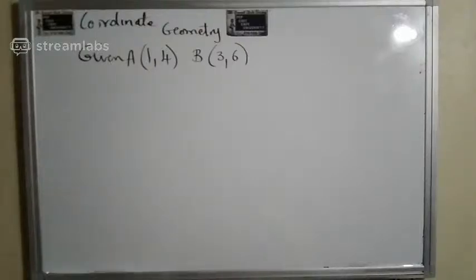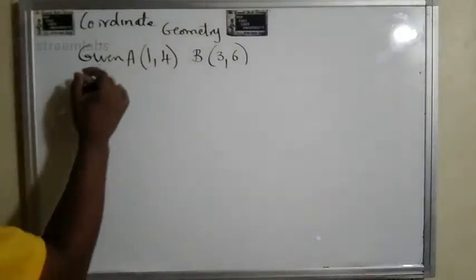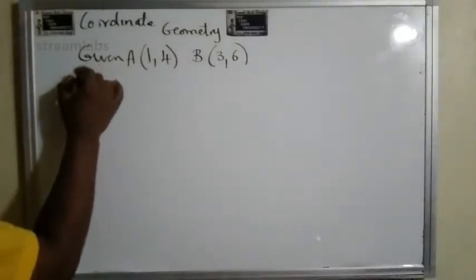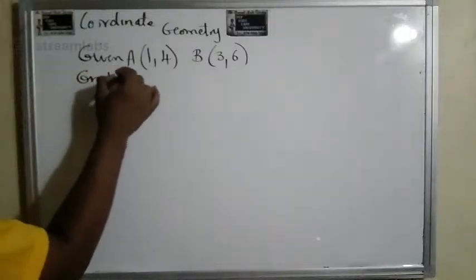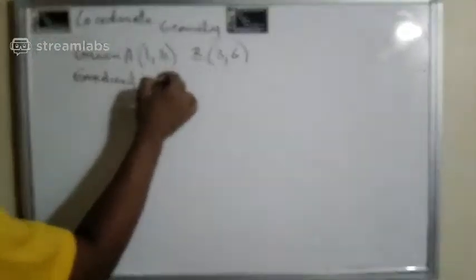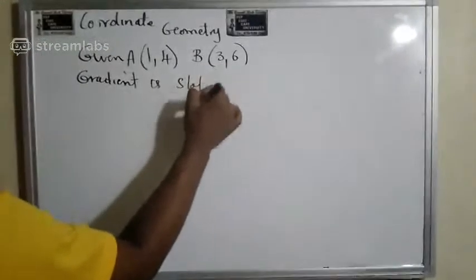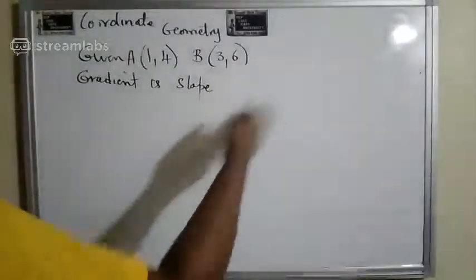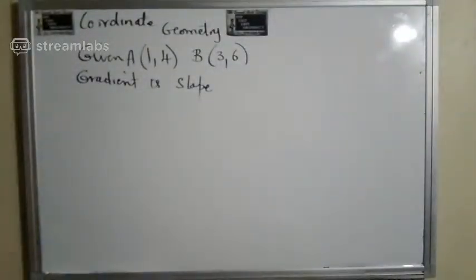I'm going to use the formula way. If you don't know how to do it the algebra way, the graphical way, I already did something on that. So this one I'm focusing more on algebra, with the formula. Now the gradient of a line is the slope, like how slanted the line is.